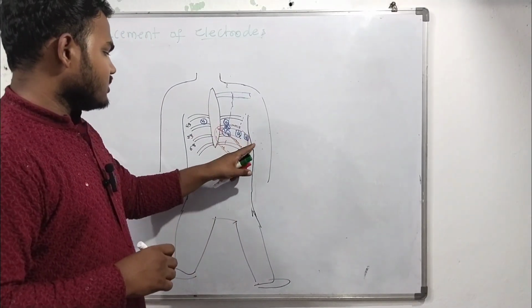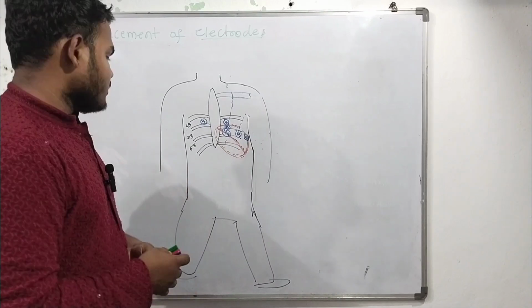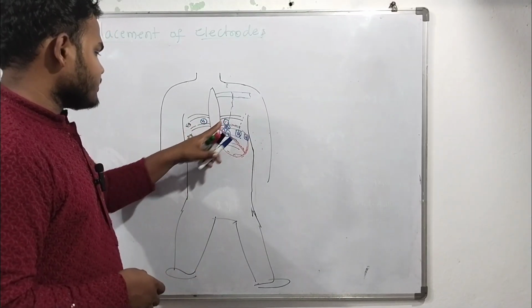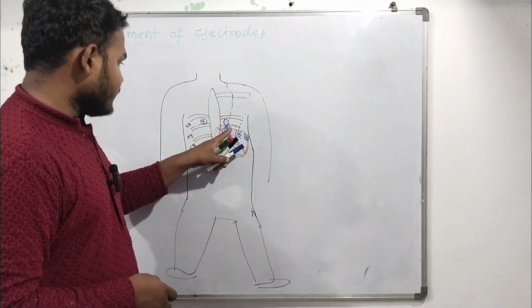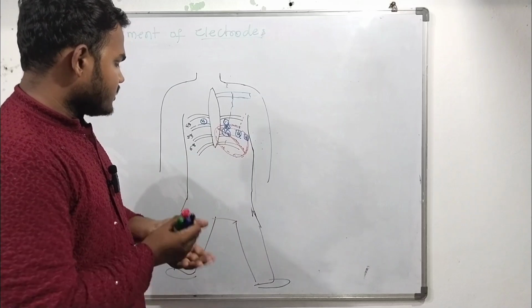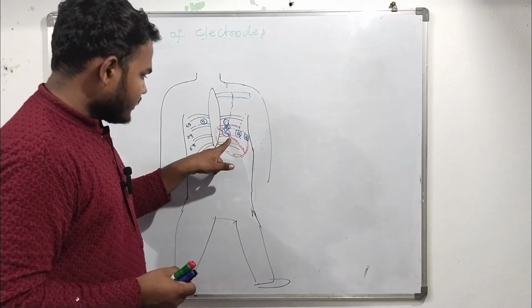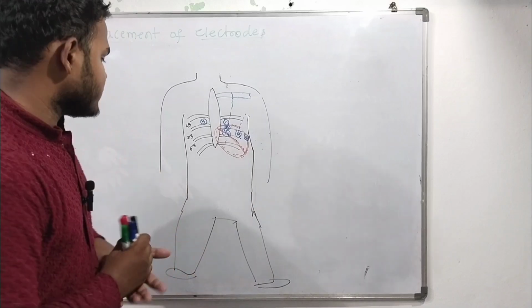These three lead electrodes should be present in the fifth intercostal space. This one is in the fourth intercostal space, approximately on the fifth rib, fourth rib, and yes, these three are in the fifth intercostal space.